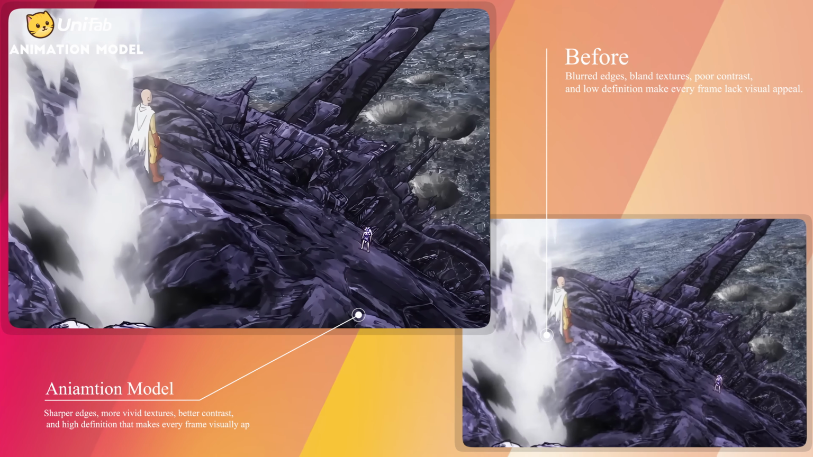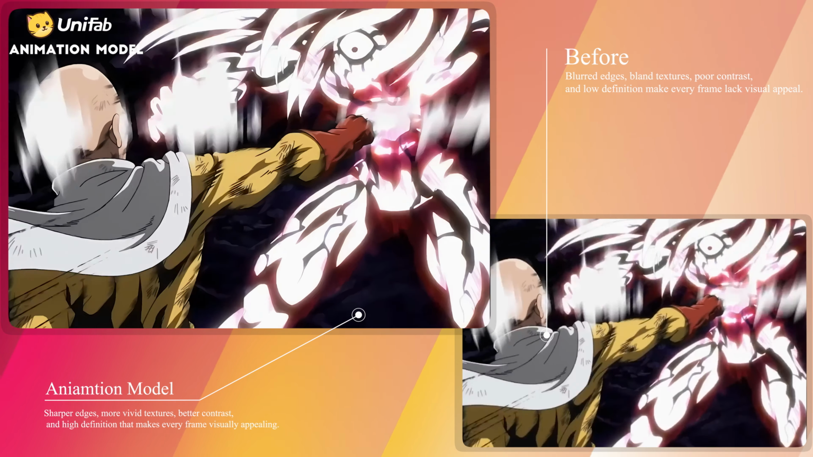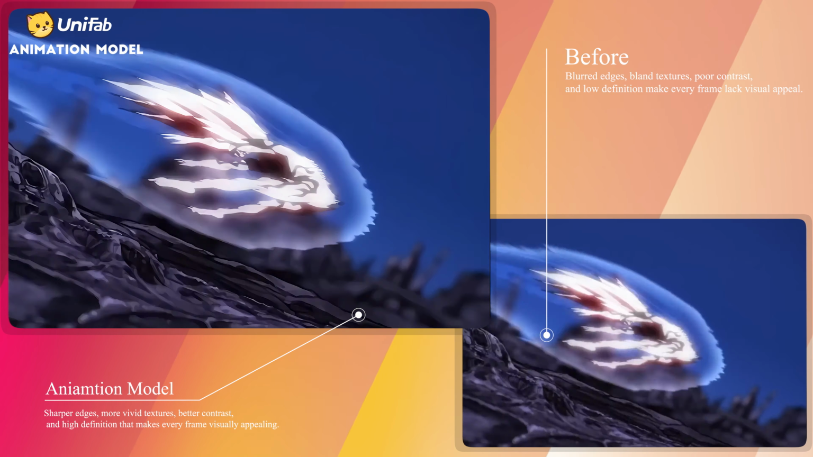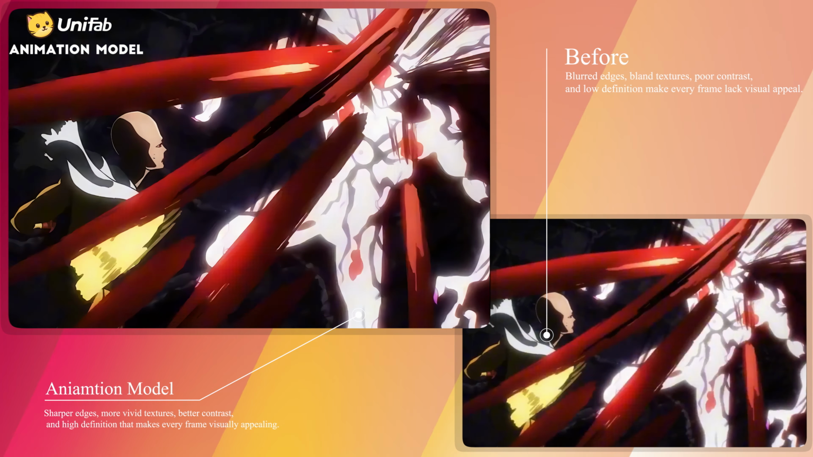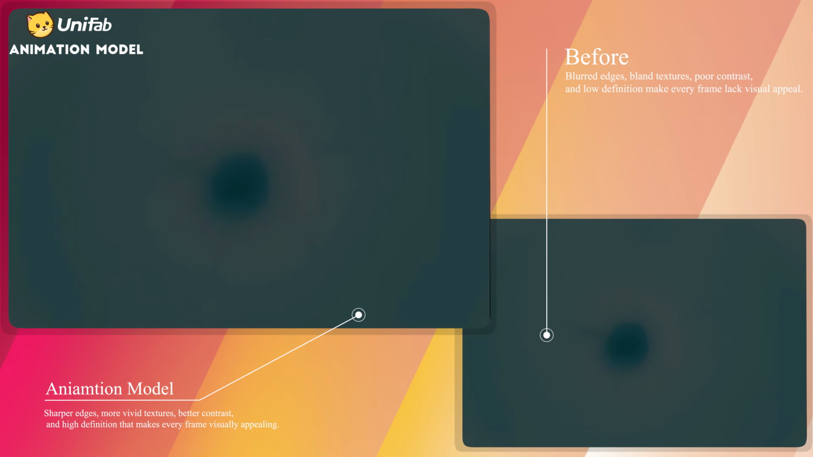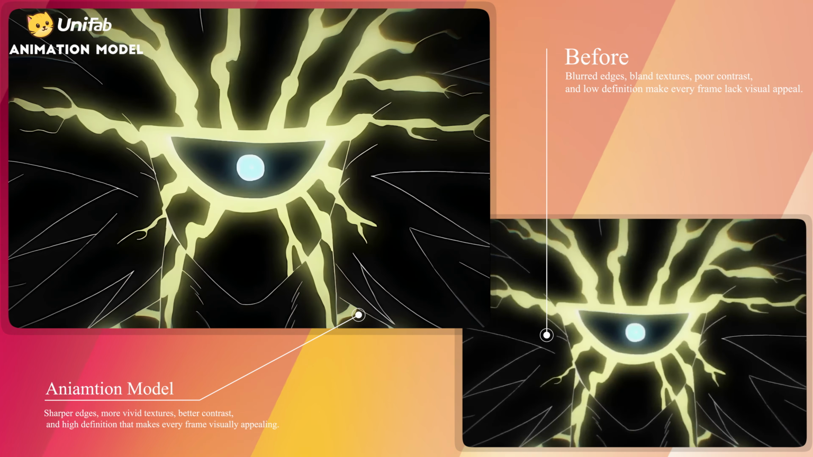Look at the results. UniFab's animation feature provides significant improvements that are visible to the naked eye. Sharper edges, more vivid textures, better contrast, and high definition that makes every frame visually appealing. It significantly improves the quality of the image and reduces significant noise and compression artifacts.